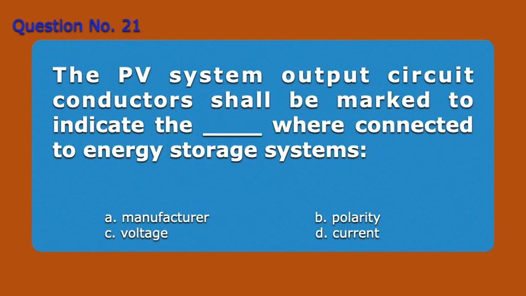Question number 21. The PV system output circuit conductors shall be marked to indicate that blank were connected to energy storage systems. A. Manufacturer. B. Polarity, C. Voltage, D. Current. Answer: B. Polarity.